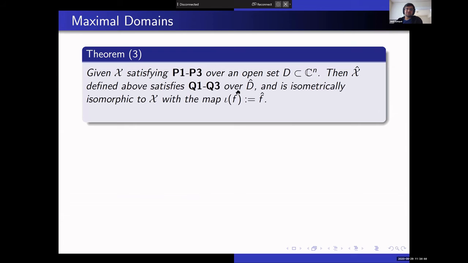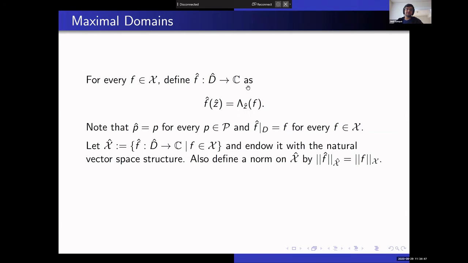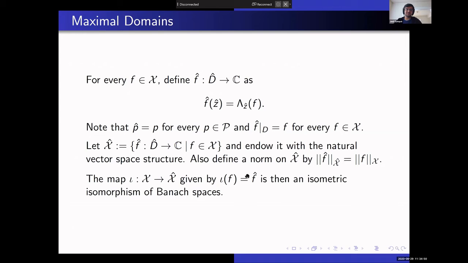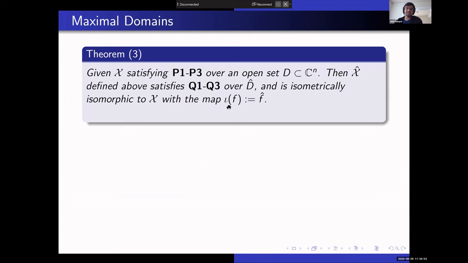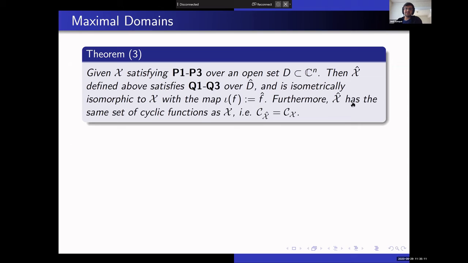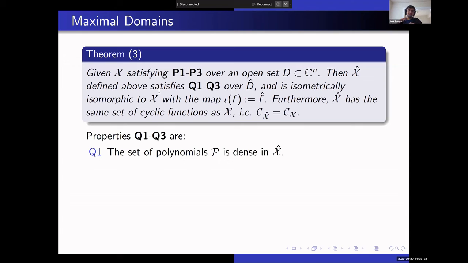So I'm not going to prove this theorem, just because it's a lot of back and forth between the space X and X hat and writing out all the details, but I'll just write the theorem. If I have a space X that satisfies P1 to P3 over D, then X hat above satisfies properties Q1 to Q3, which I'll define in a moment, over D hat, and is isometrically isomorphic to X with this map. Furthermore, X hat has the same set of cyclic functions as X. So the set of cyclic functions is preserved, and that's why we can move on to that space and forget about X, because we have the nice statement about theorem 2.